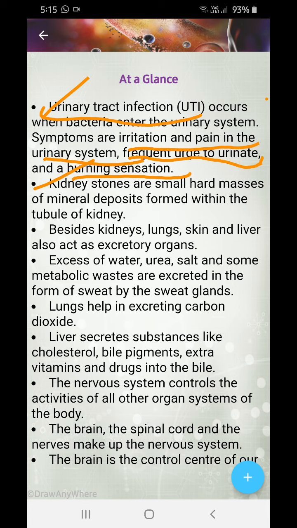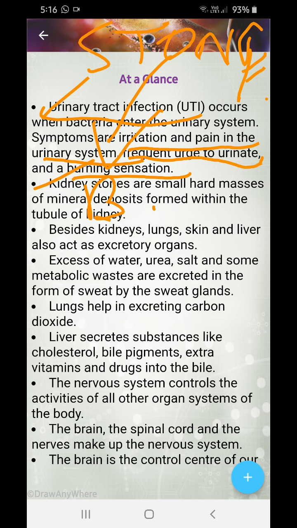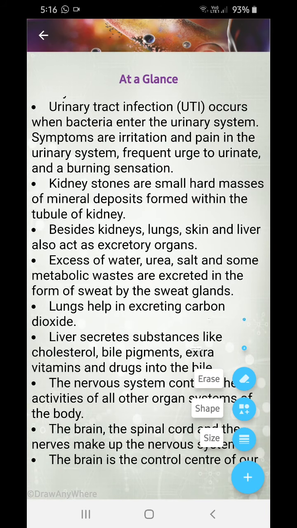Kidney stones are small hard masses of mineral deposits formed inside the tubules of the kidney. Now, many of us used to think when we were small, kidney stone, oh God, that means we are having stones inside our belly. Oh God, like inside your stomach we are having stones. My god, how will we survive? And where did that stone come from? The stone was meant for like the stones that we use for building houses, right? But it's not that. It's not that.